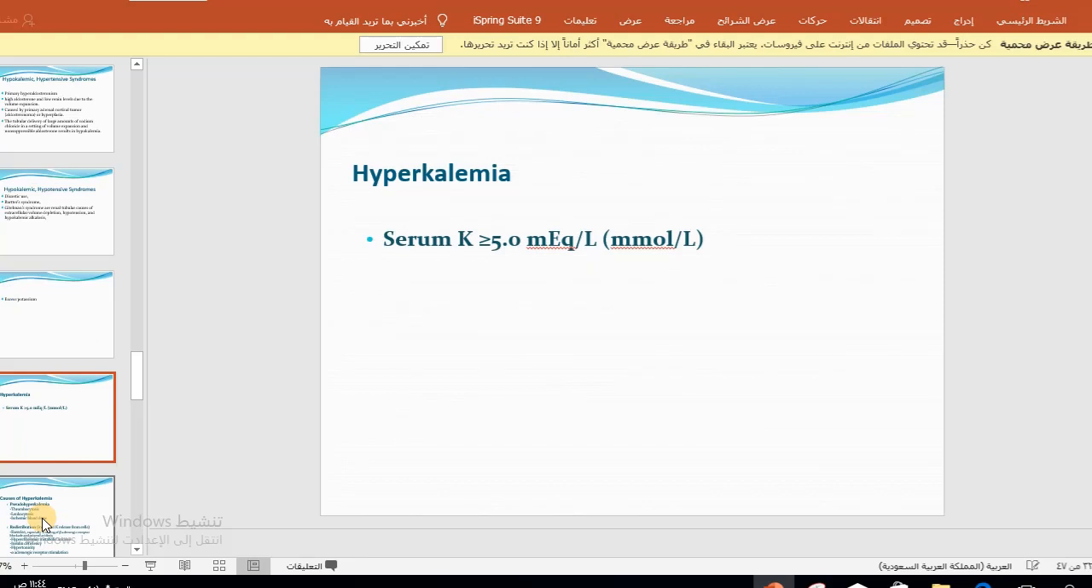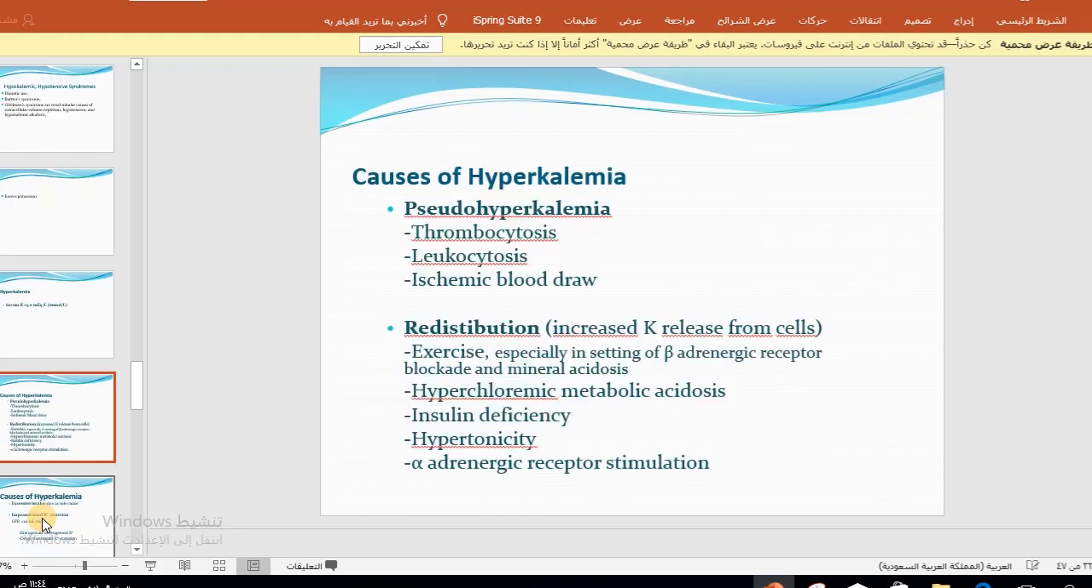Hyperkalemia, defined as potassium more than 5. Causes: pseudohyperkalemia and redistribution hyperkalemia. Pseudohyperkalemia can be seen in thrombocytosis, leukocytosis, and ischemic blood draw. So this is a fake result. Redistribution hyperkalemia can be seen after exercise and with metabolic acidosis, insulin deficiency, hypertonicity, and alpha-adrenergic activation.